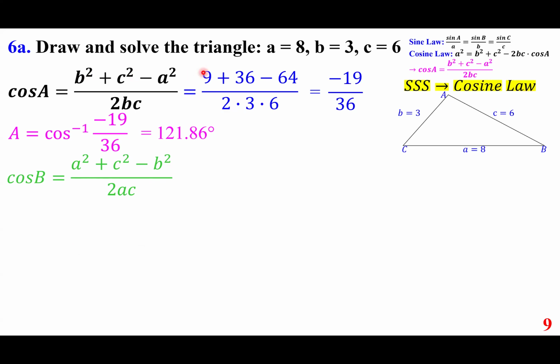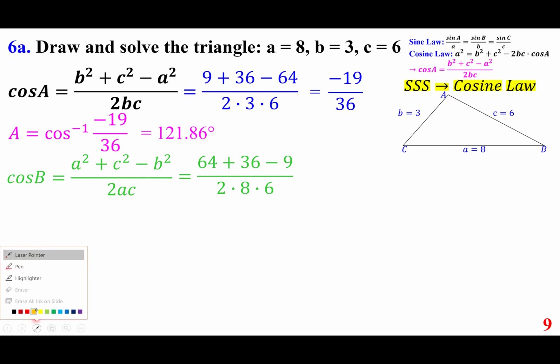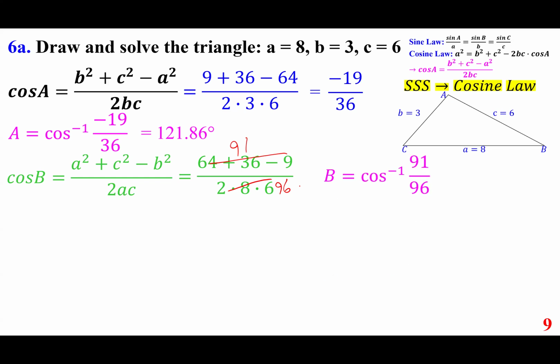In other words, you already have those in a different order. A squared is 64, plus c squared is 36, minus b squared is 9. Put the denominator 2 times 8 times 6. 64 plus 36 minus 9 is 91. 2 times 8, 16 times 6 is 96. So B is the cosine inverse of this ratio, 91 over 96. You put it into a calculator, gives you 18.57 degrees.